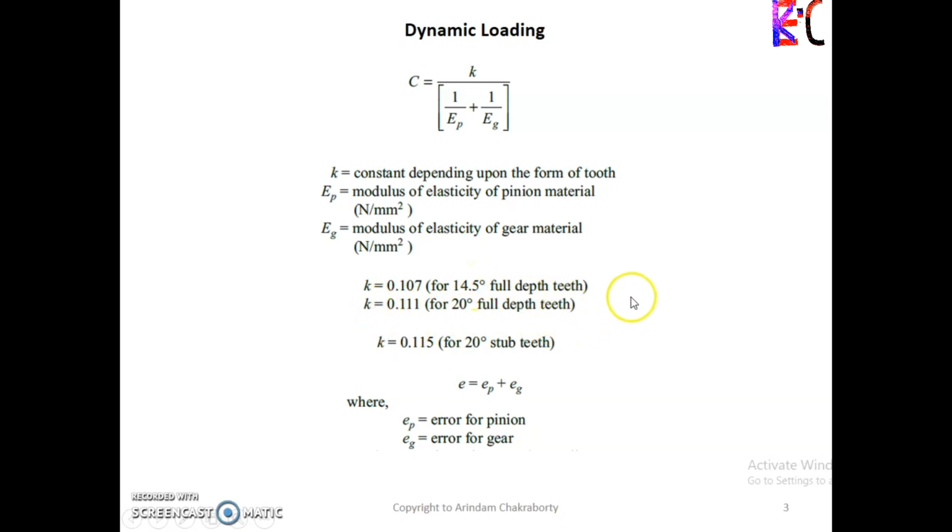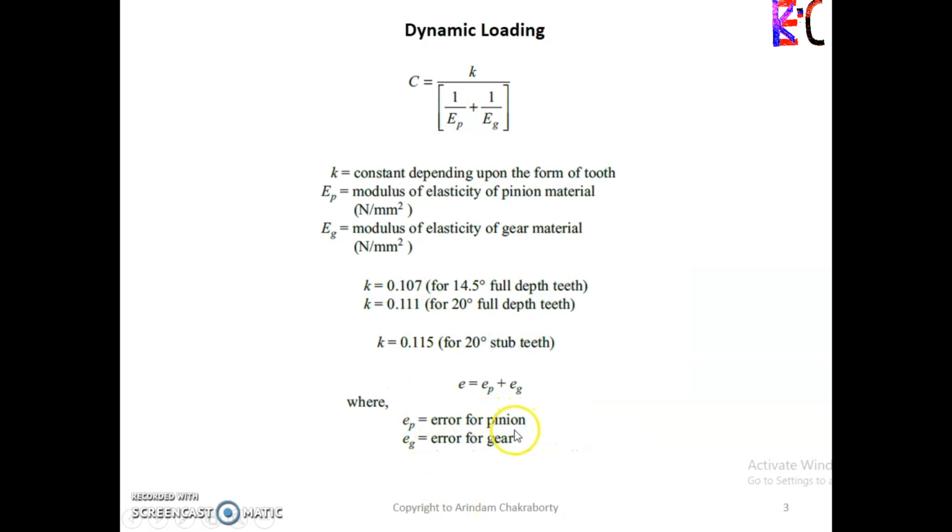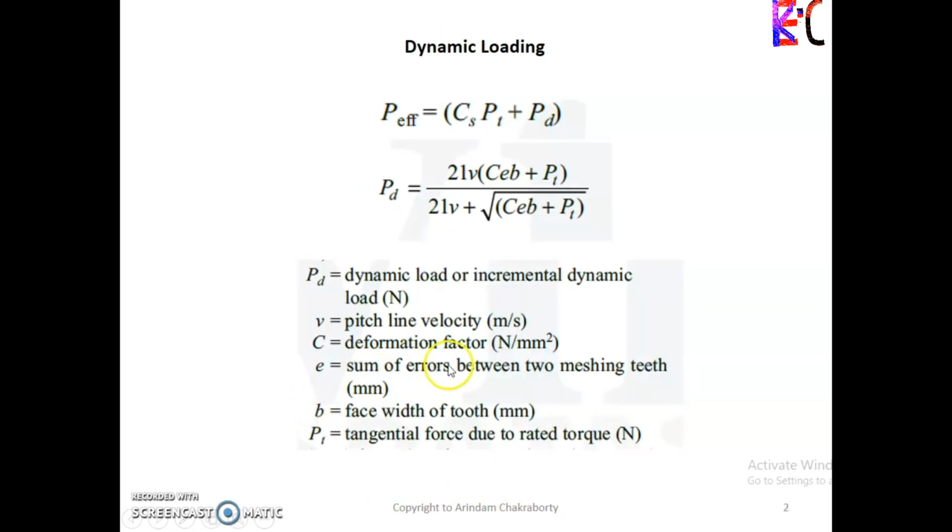That means the teeth are meshing fully. One tooth is getting meshed fully with another tooth, but it has some criteria and many things. So at that time the K value changes to 0.115, and for full depth it remains 0.111. So the K value will be about 0.11, along with the Young modulus of the pinion material and the gear material. So we can calculate C, the deformation factor. What is E? E is the error for the pinion and the error for the gear. That is the calculative, numerical error, as well as the error we make while machining and everything. That is accounted for and put here. B we know, and V is the pitch line velocity, we know. Okay, fine.